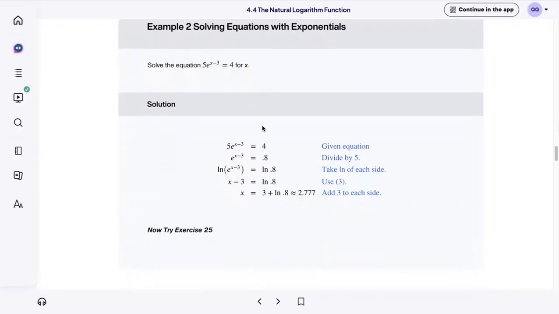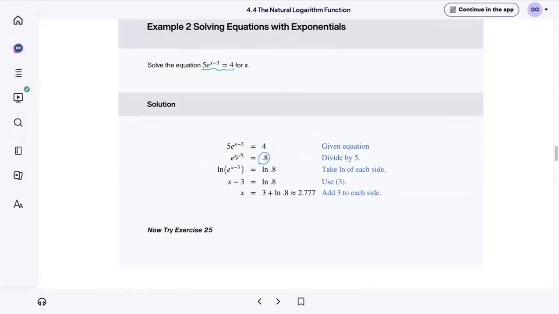So we can use the properties to solve equations. Sometimes if we're given an exponential equation, we want to change it to a logarithmic equation. Well, let's see this one. First we want to divide by 5 on both sides, right? When we divide 4 by 5, we get 0.8. Now we want to change to ln. We want to take ln on both sides. We want to change to logarithmic, right?